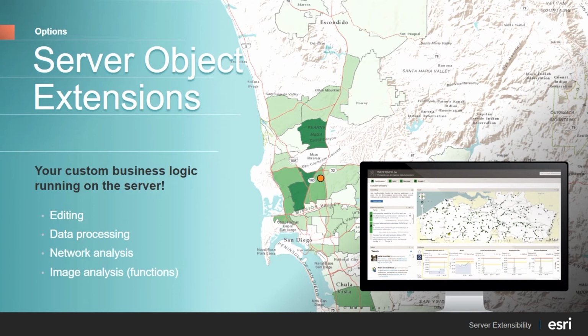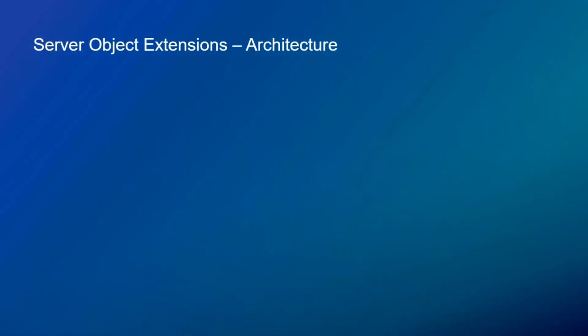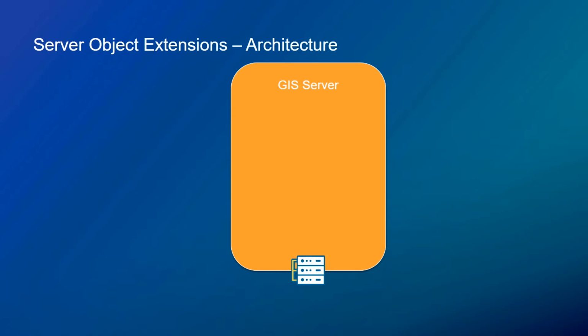But sometimes you might want to just build your own NDVI for a particular reason, or pan sharpening, or a certain raster function that's not available out of the box that's relevant to your business. You may want to use server object extensions. So let's look at the architecture again for server object extension.